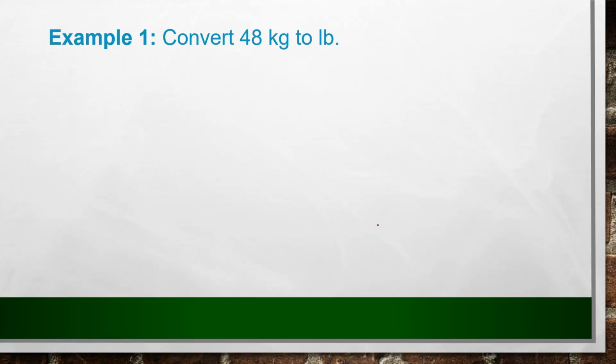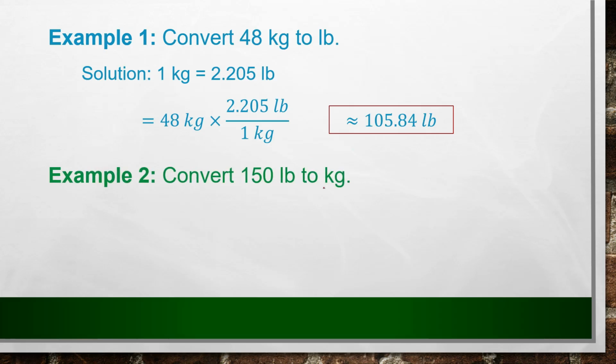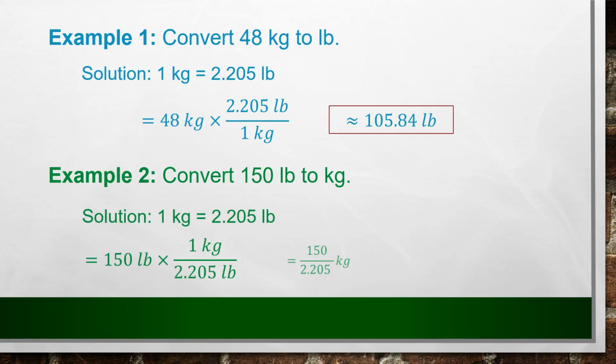So this time let's convert kilograms into pounds. So 1 kilogram is 2.205 pounds. So 48 kilograms times 2.205 pounds. This is just multiplication. That's just going to give us 105.84 pounds. Now, what if it's the other way around, meaning the given is pounds, and then we are looking for the equivalent kilograms? So we will just divide the two. So that's 150 divided by 2.205. The answer will be 68.03 kilograms.